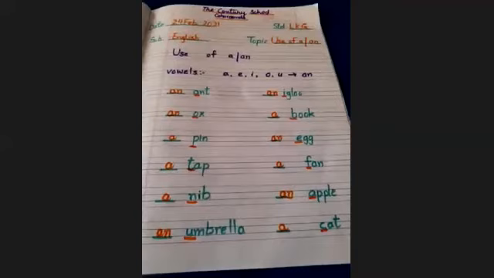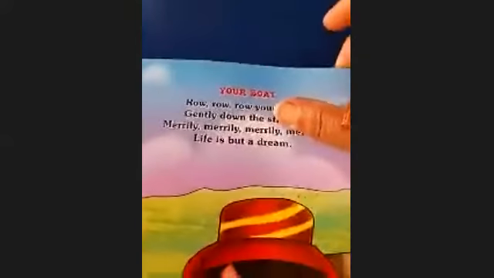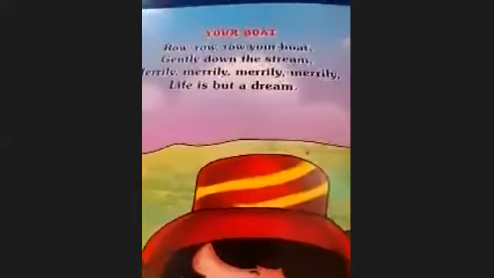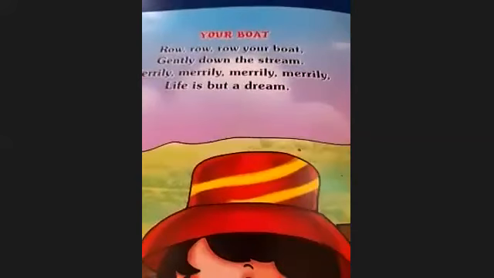You do the second pair. Okay, our poems. Our first poem is Row, Row, Row Your Boat. I hope you all have learned these poems.